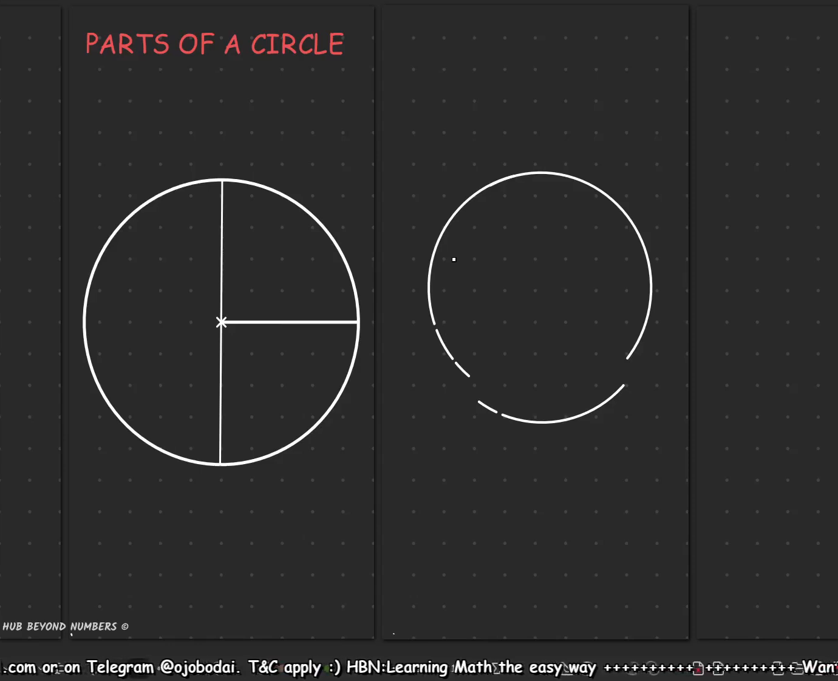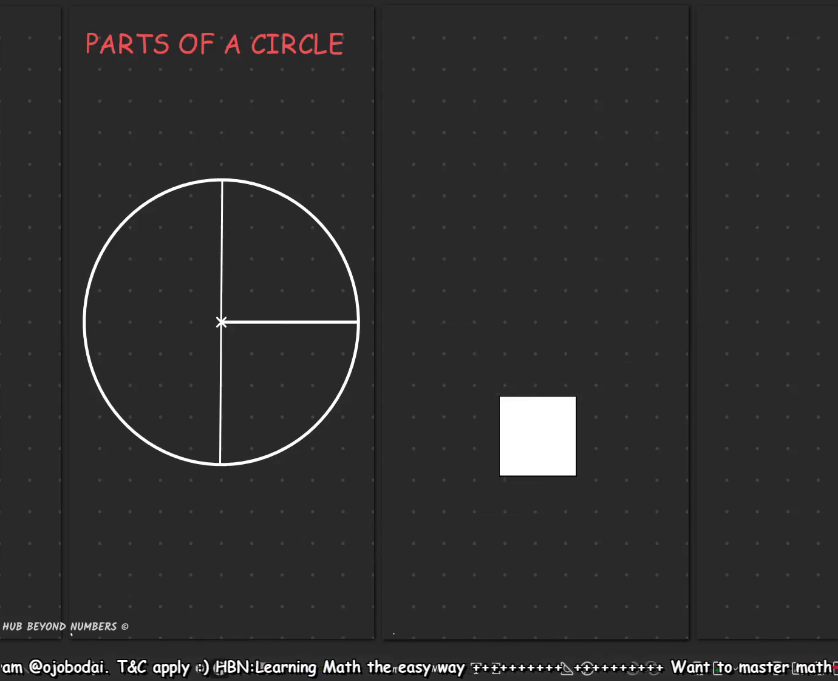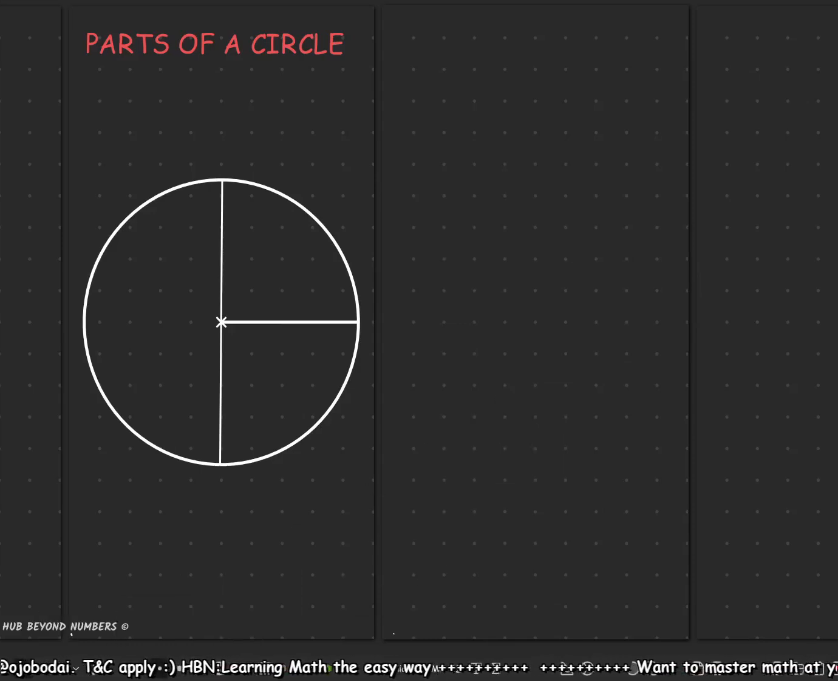But first of all, let's establish the fact that the diameter is 2 times the radius. A diameter is what? 2 times the radius. Why do we say so? We said the radius is just from the center to the end of the circumference. But as we can see, there are two of them here, from this point to this point, and also from this point to this point. So we have two radii in a diameter.